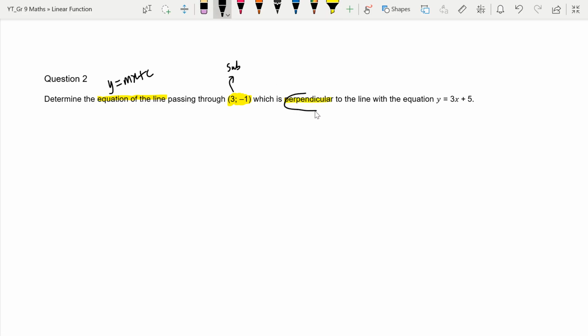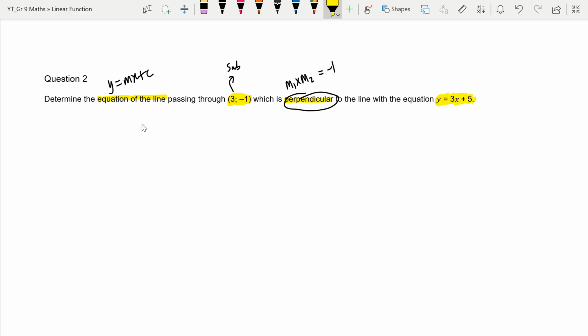What do we know about our perpendicular lines? We know something about their gradient. We know that the gradient of the one line times the gradient of the other line will always give us -1. To the line with the equation of that. Okay, so now I just need to read it again and put everything together because I was just looking at that in bits and pieces.